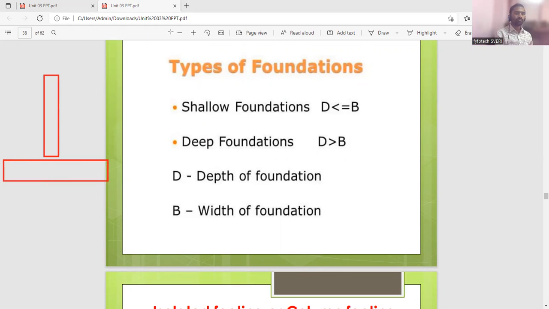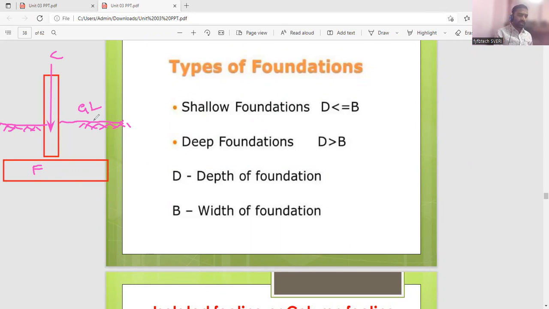So this is the column, correct? This is the column and this is the foundation footing. Column load is transferred to the foundation. In between there is the ground level, correct? Ground level is always denoted like this. Whenever it is not mentioned otherwise, it is understood that this is the ground level.